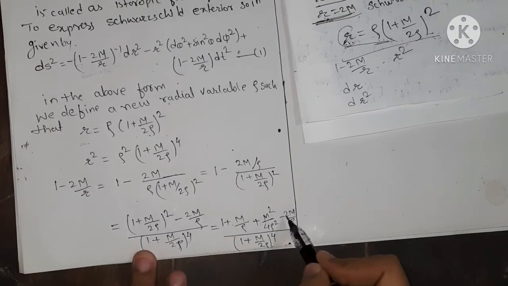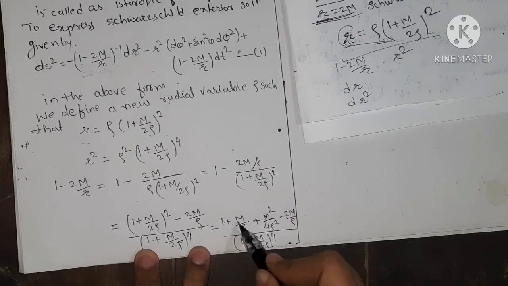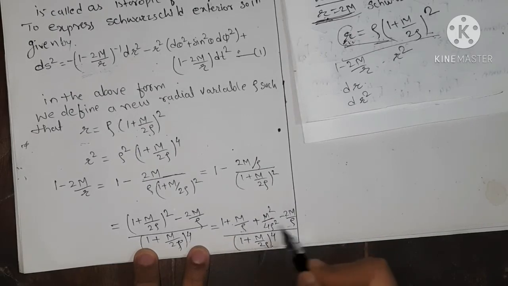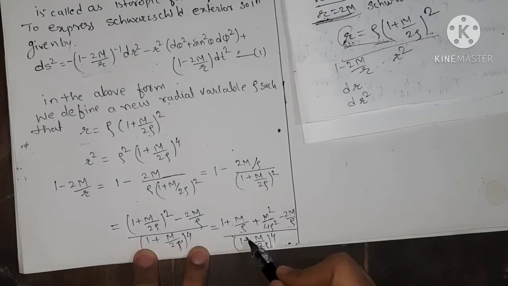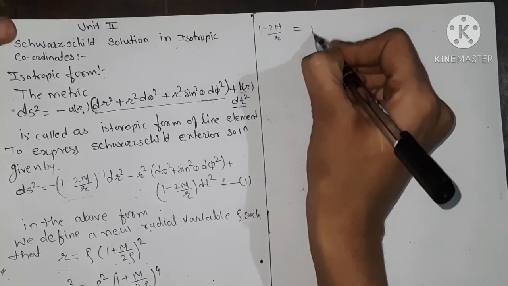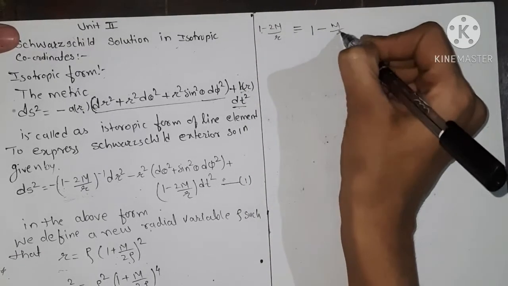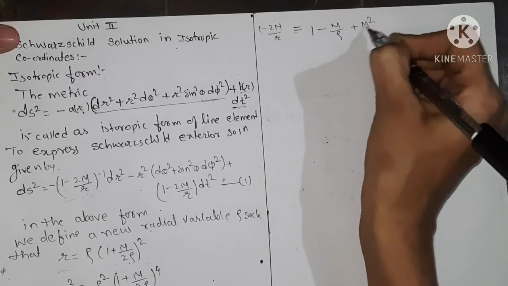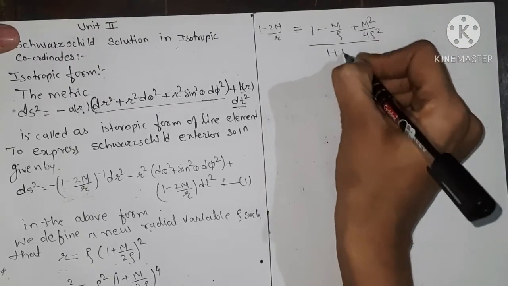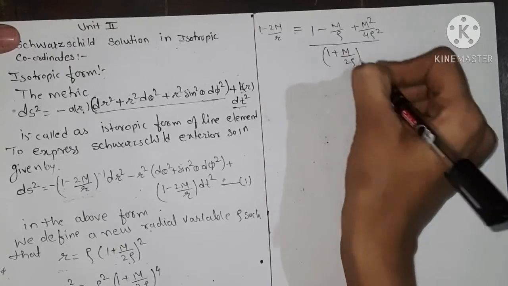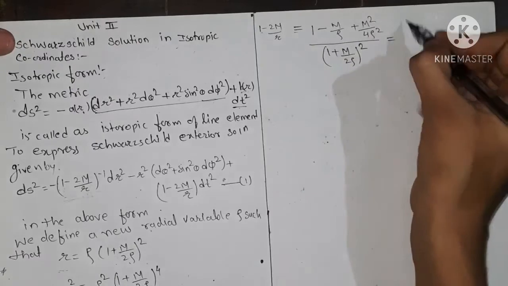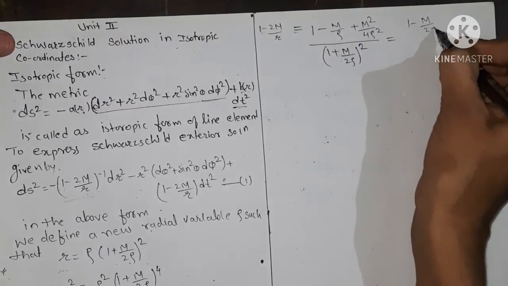Now we have 1 minus 2 is minus, this is m upon rho, this is minus twice m upon rho, so the calculation equals minus m upon rho. Okay, so we write this as 1 minus m upon rho plus m square upon 4 rho square, divided by 1 plus m upon twice rho whole bracket square, which is the same as 1 minus m upon twice rho whole bracket square.